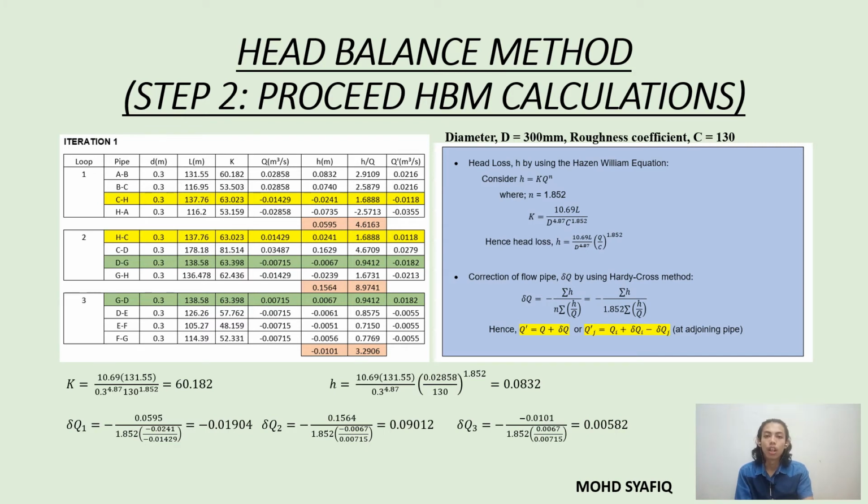After we obtain the H value, we need to check for all loops whether the summation of H is equal to 0 or not. In our project, in iteration 1, the summation of H is not equal to 0, so we need to do another iteration, but we need to do the correction first. We apply the correction to determine Q prime, which will be our new Q for the next iteration. And we continued until iteration 7, where the H summation and delta Q are equal to 0.